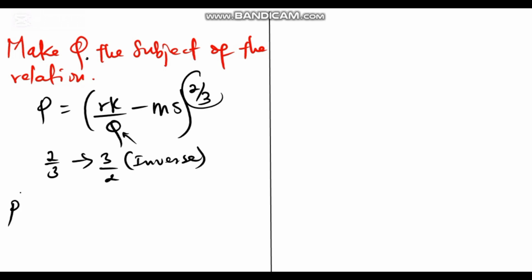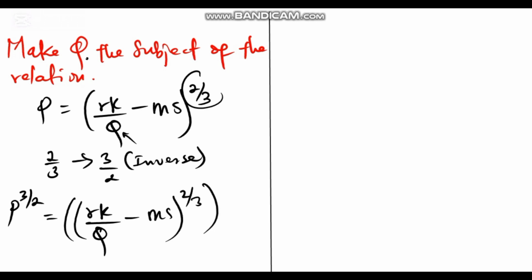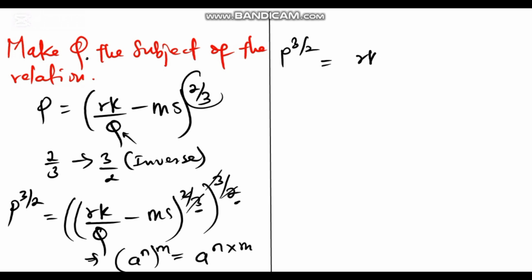So that's going to be p raised to power 3 over 2 is equal to rk over q minus ms, raised to power 2 over 3, and all raised to power what? 3 over 2. Now we know that for indices, when we have a raised to power n, all raised to power m, our answer is going to be a raised to power n times m. So it means this and this are multiplying each other. So this cancels out and this cancels out. So we are left with p raised to power 3 over 2 is equal to rk over q minus ms.